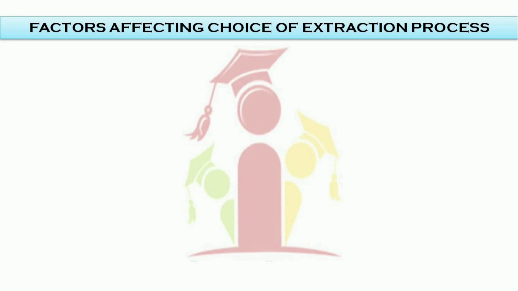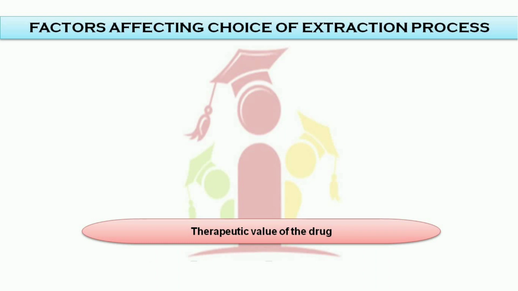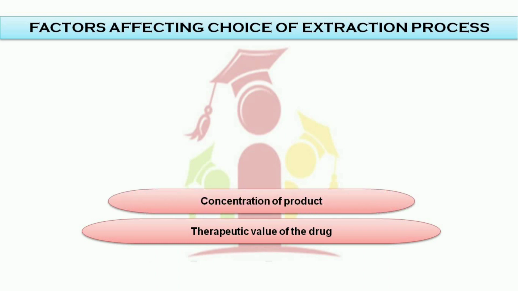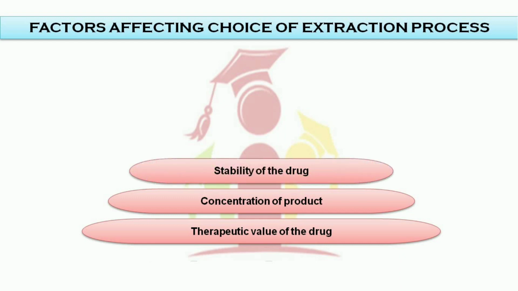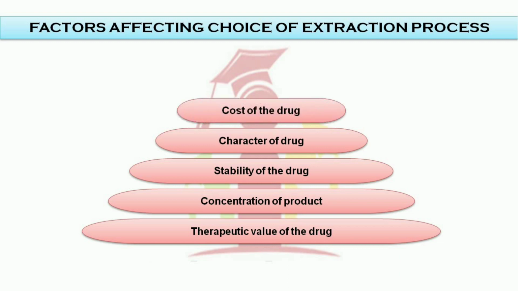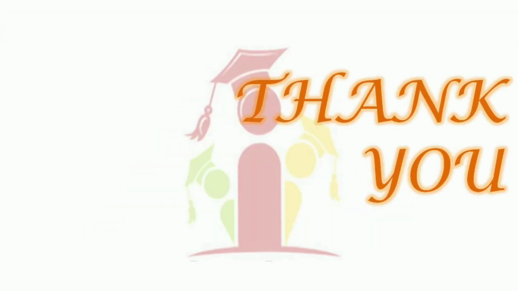Now here are some factors which affect the choice of extraction process. First one is the therapeutic value of the drug. Second, the concentration of the product, the stability of the product, character of the drug, cost of the drug, and finally the solvent which is used for extraction.